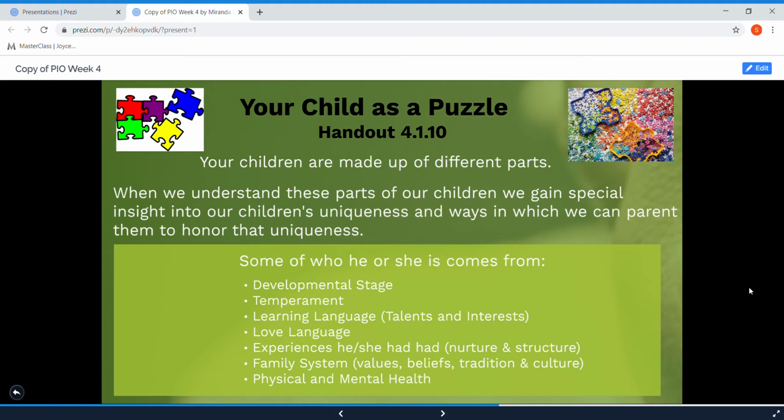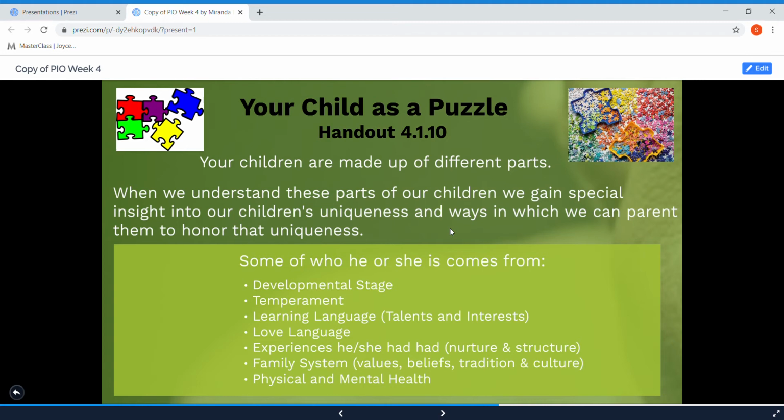So to start, I want you to grab your purple book and turn to handout 4.1.10. It looks like a puzzle and it's called Your Child as a Puzzle. Your children are made up of different parts. When we understand these parts of our children, we gain special insight into our children's uniqueness and ways in which we can parent them to honor that uniqueness.